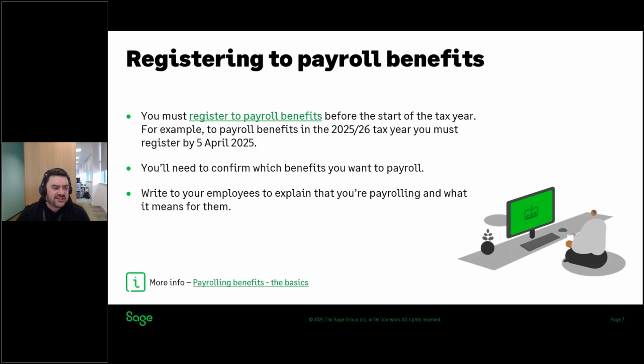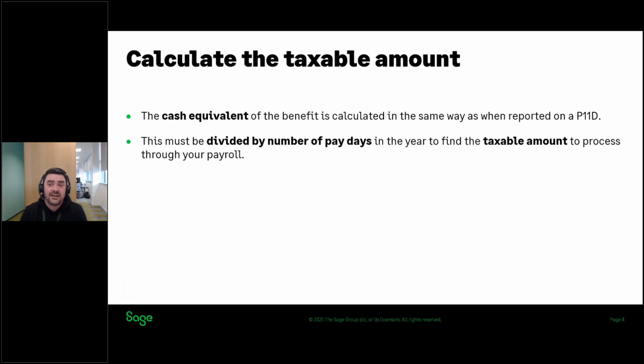So before we go into the demos, I want to give some examples of how you would calculate the taxable amount for the benefits that you're providing, because these are the amounts that you will need to put through your payroll. Now, first thing to say is that the cash equivalent of a benefit is calculated in exactly the same way as it is when you report it on a P11D. And typically on a P11D, that would be an annual value of the benefit.